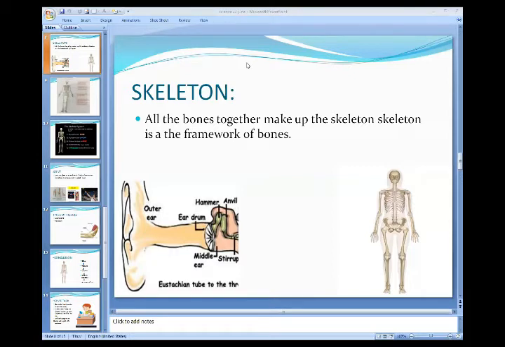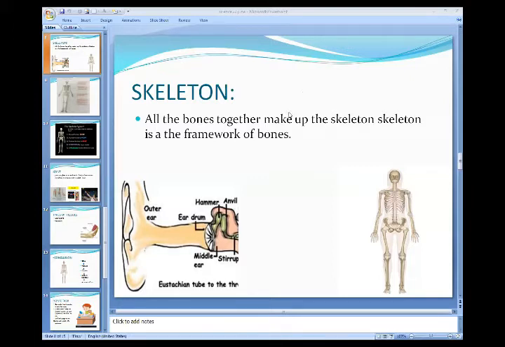Have you studied this in your previous classes? The ear has three main parts: outer layer, middle layer, and inner layer. In the middle layer, there are three little bones. Do you know about these bones?